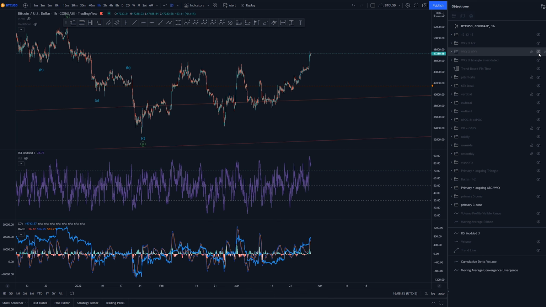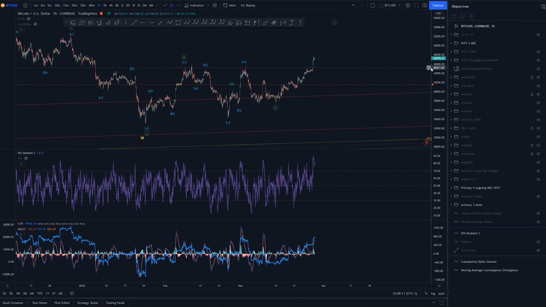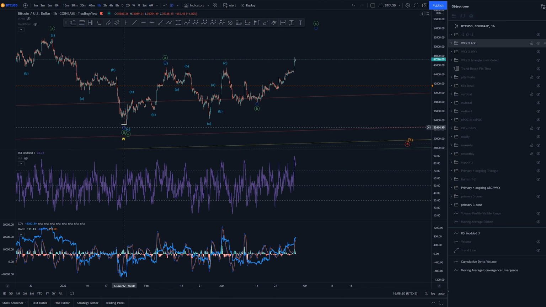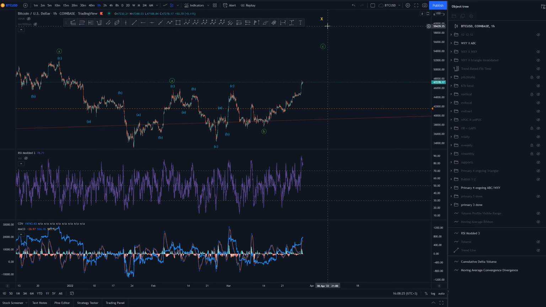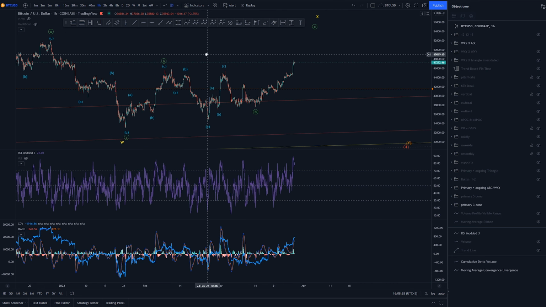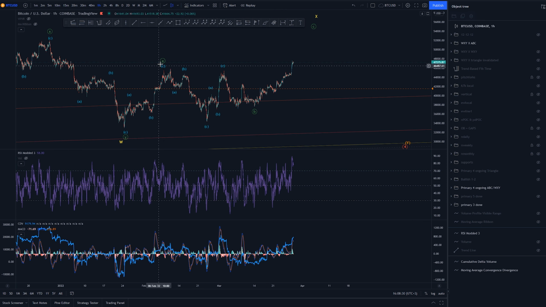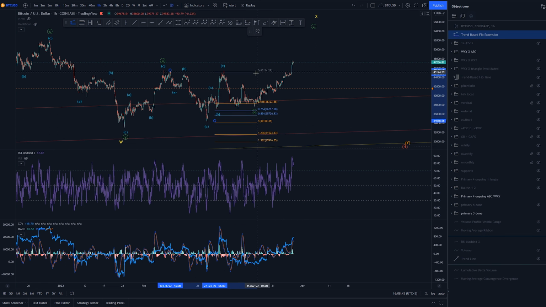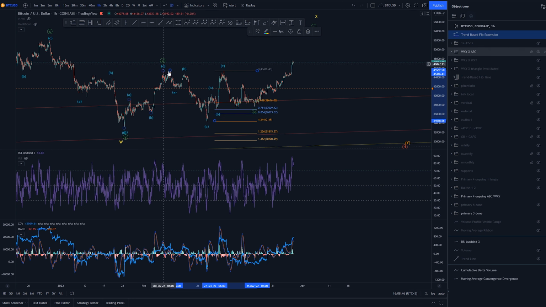Now the next count I wanted to share is this one. So again, we're coming down on the same WXY and X aiming higher. Now the issue with this count is just A, B. How do we get B here? The fibs line up, but the wave structure really doesn't, or at least the B.